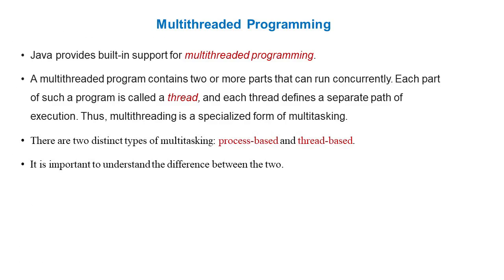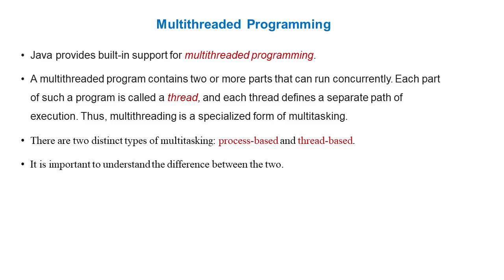Multithreaded programming. Java provides built-in support for multithreaded programming. A multithreaded program consists of two or more parts that run concurrently. Each part of such a program is called a thread, and each thread defines a separate path of execution. Thus, multithreading is a specialized form of multitasking.